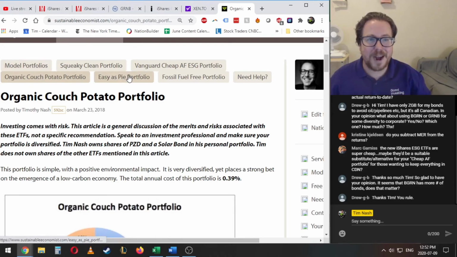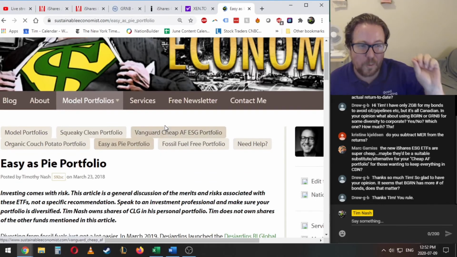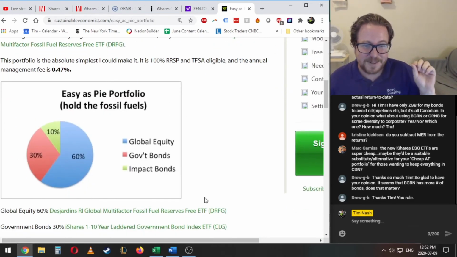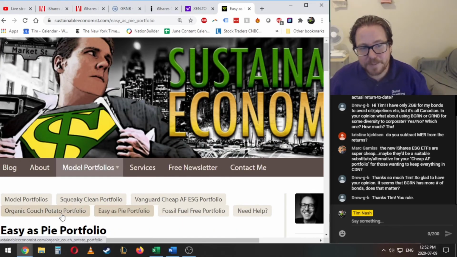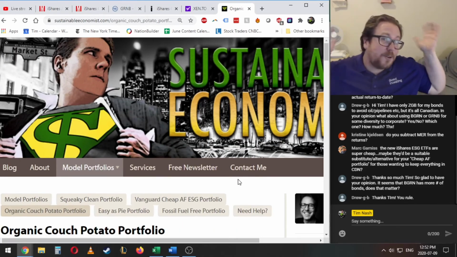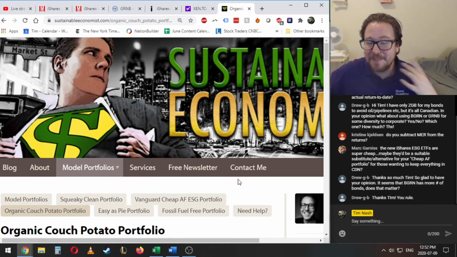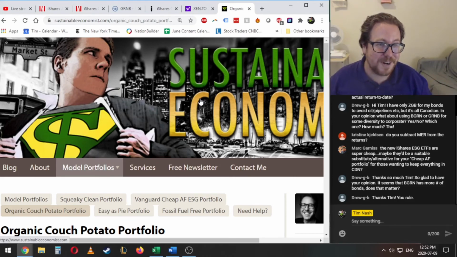The easiest pie portfolio, I really like that it's the one fund solution to keep it as simple as possible. So I think I'll keep Desjardins in there, but I might update the organic, or I might create them as new model portfolios. I'm kind of making some decisions. It's time for me to move past my Sustainable Economist blog.